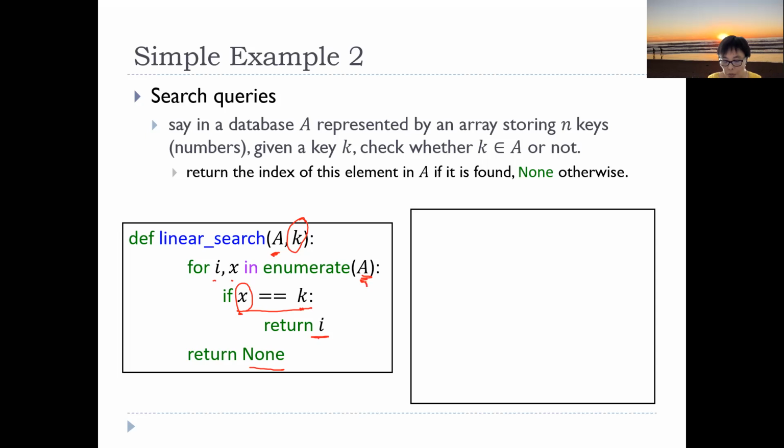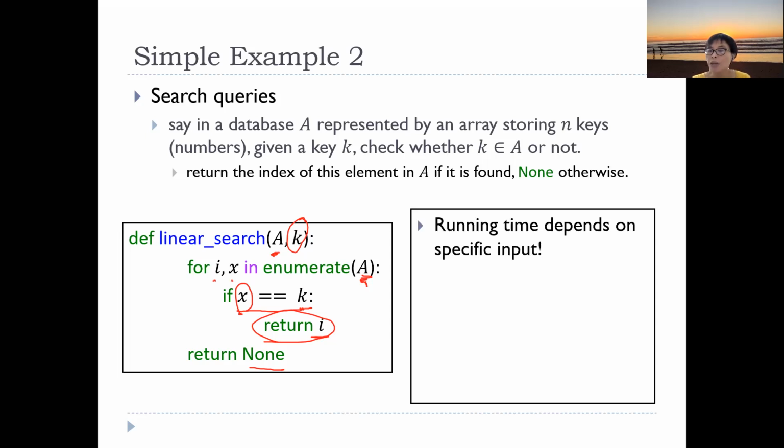Because we return whenever we find the key, right? So if we find it faster, then we return earlier. If we couldn't find it, then we have to go through every element in the array and then return, which is going to take a longer time. Okay, so in other words, now the running time depends on the specific input. So now we have a choice because the running time is not the same.